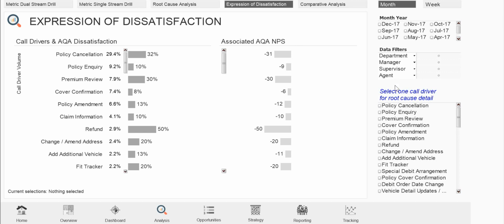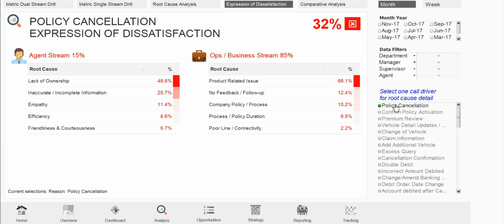In this instance, of the 32% of dissatisfaction noted for policy cancellations, 15% was associated to agent controllable and another 85% to ops or business stream impact. This often differs from the root causes associated to the key performance metrics due to the fact that this is based on the customer's perception of service received or a vocal expression of dissatisfaction with a particular service or product that is rendered.